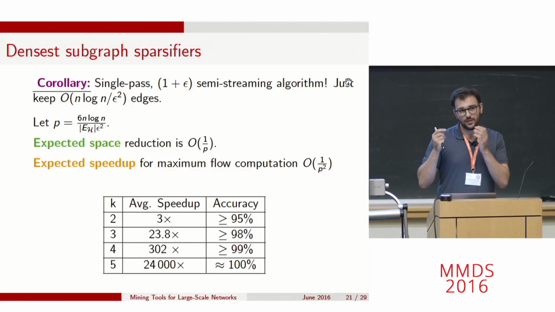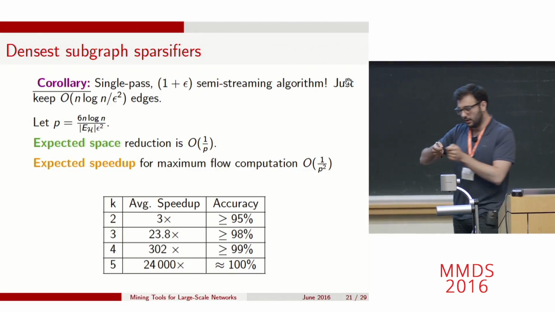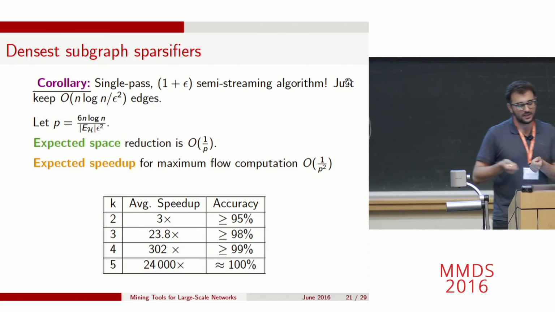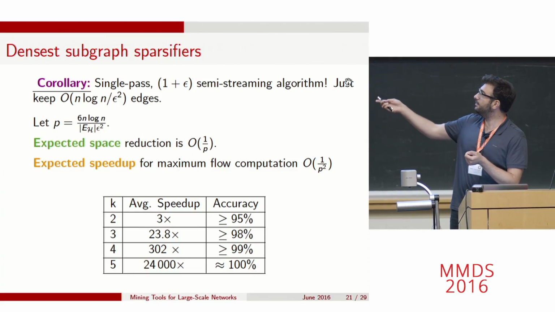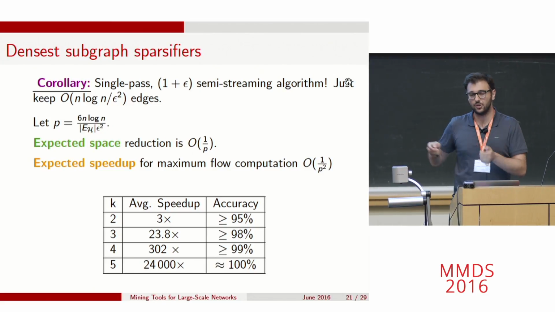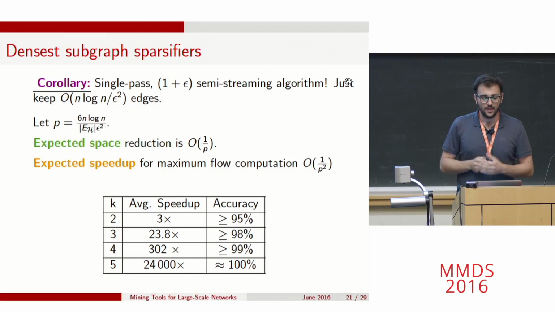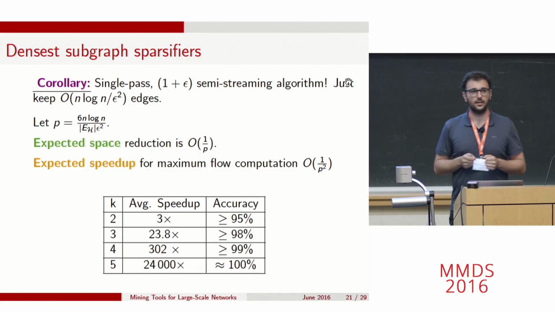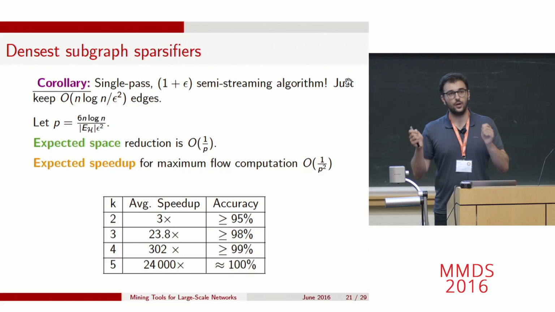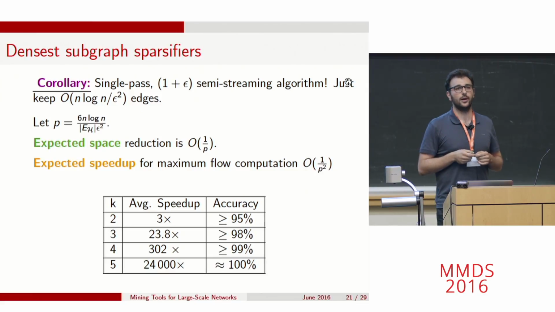What I would like to say is the benefits that we get in the context of the k-clique densest subgraph problem. As I said, you keep 6 n log n over epsilon squared edges uniformly at random, or you can think of it as tossing one coin with probability p, 6 n log n divided by the number of hyperedges, divided by epsilon squared, for every hyperedge. So you toss a coin, and you decide if you keep the edge or not. The expected space reduction in this case is 1 over p, where p is the sampling probability, and the speedup, assuming a state-of-the-art maximum flow algorithm due to James or Lin, is 1 over p squared.